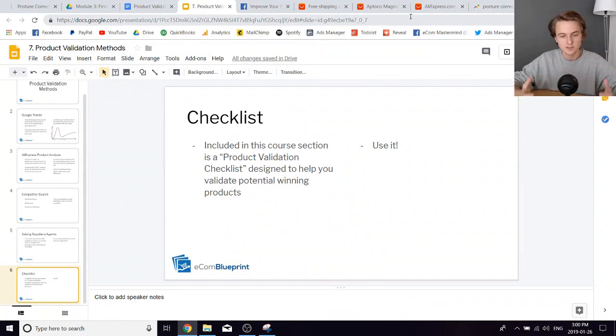And there's a lot of different ways to do it, but essentially you want to really make sure that every product you jump into is proven to work, so that you don't waste your time on a bunch of products that are useless.